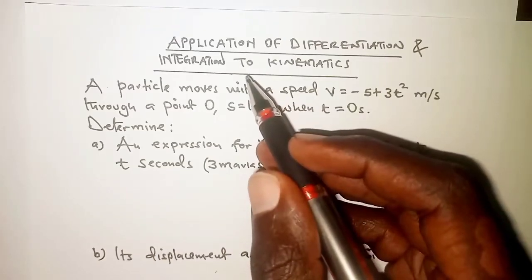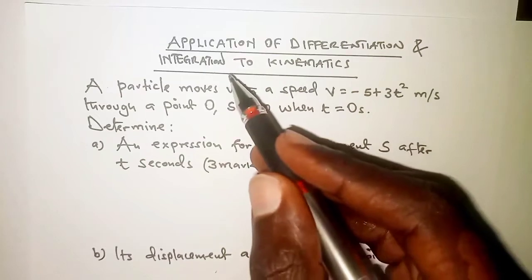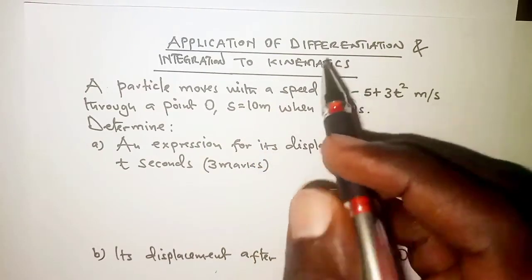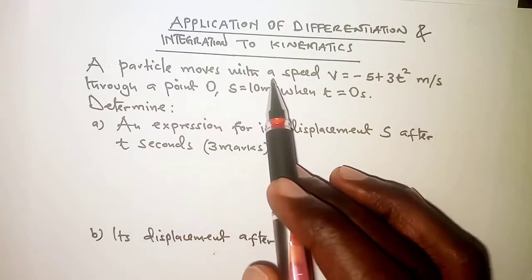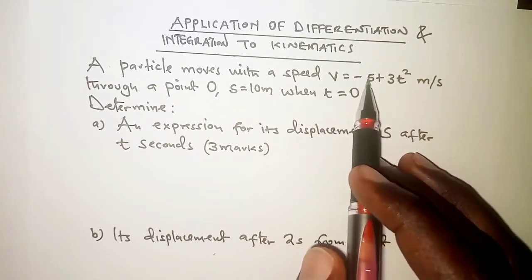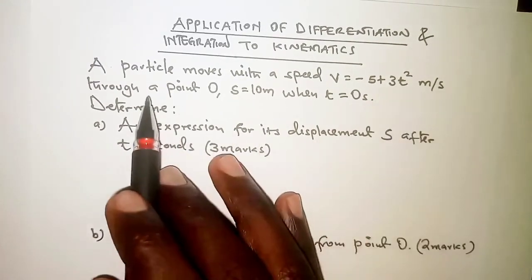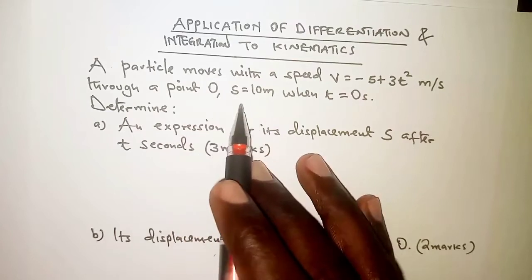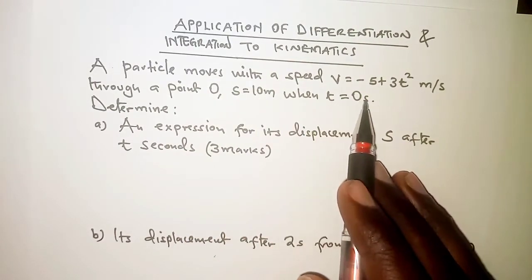Hi, today we are going to look at application of differentiation and integration to kinematics. The question we have here reads: a particle moves with a speed of v, which is -5 plus 3t squared meters per second through a point O. S is 10 meters when t is 0 seconds.